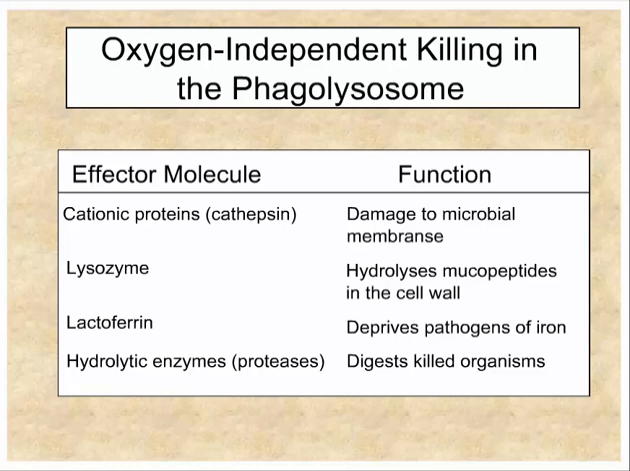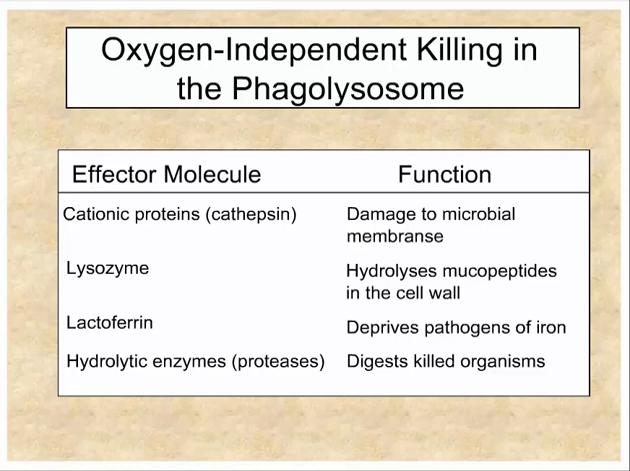I was making the point that there are backup systems. And all these other components that are found in these granules or in these lysosomes actually participate in what is referred to as the oxygen-independent killing mechanism. Things like the cationic proteins damage the bacterial membrane. Lysozyme breaks down the cell wall of the bacteria. Lactoferrin competes for iron, depriving the bacterium of iron. And there are a series of proteolytic enzymes there that can actually digest the organism.